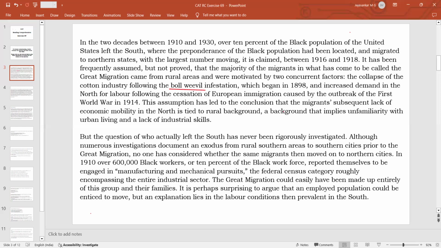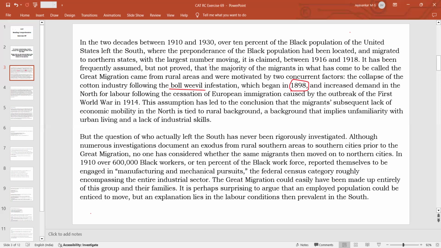And this boll weevil infestation started in 1898, so just before 1910, that means almost 10 years earlier, this infestation might have occurred. So the cotton cultivation might have come down, and this forced the people to start migrating between the years of 1910 and 1930. This is the first reason that is given.